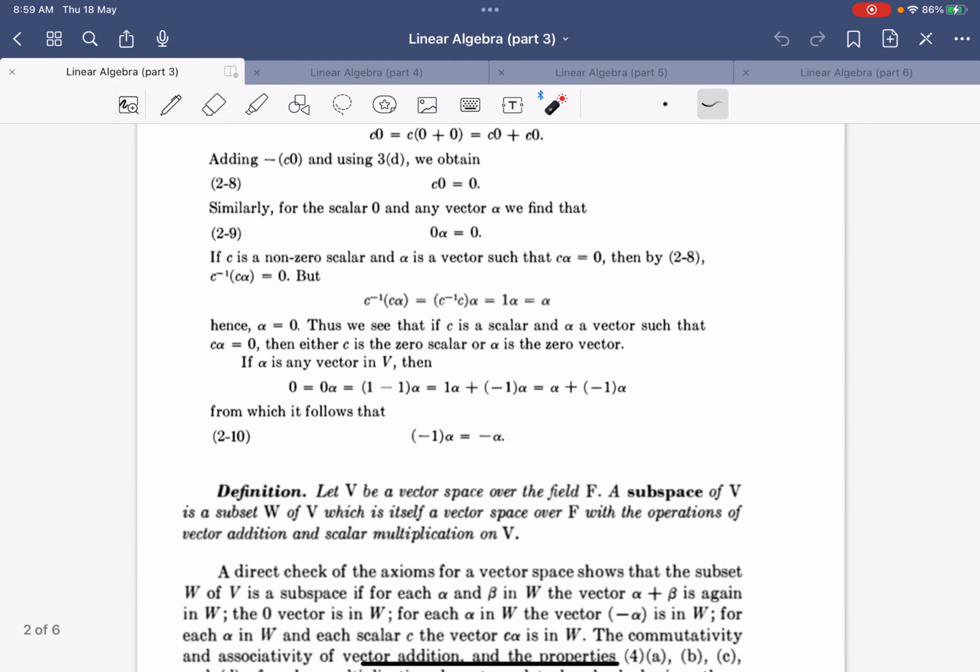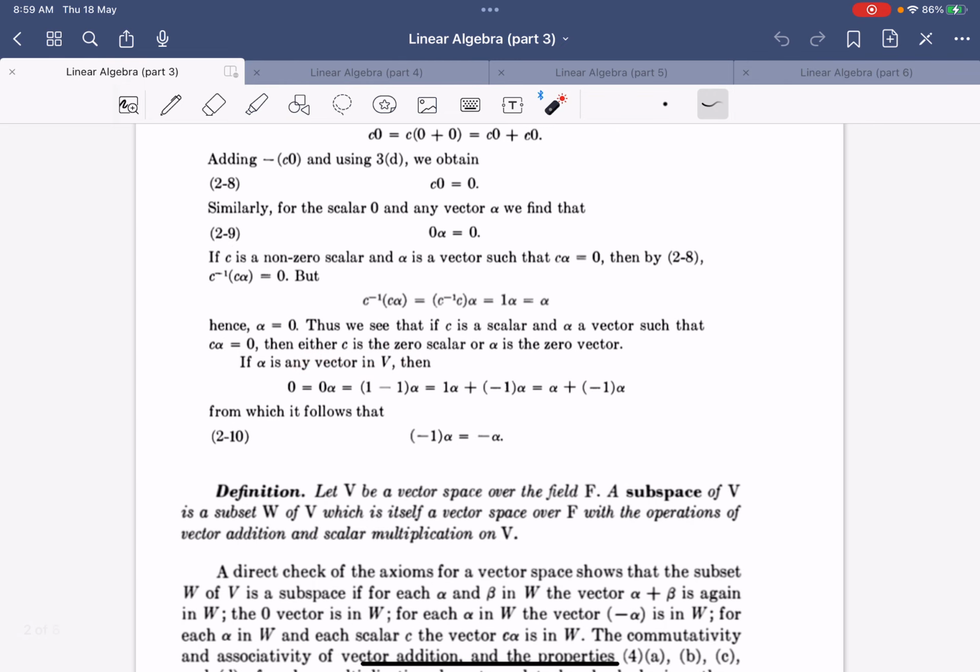Also, if alpha is any vector, then there is an inverse. And the inverse is actually just minus 1 times alpha.